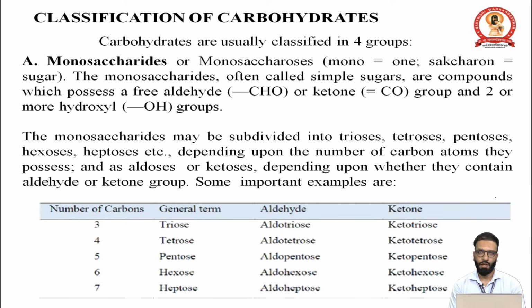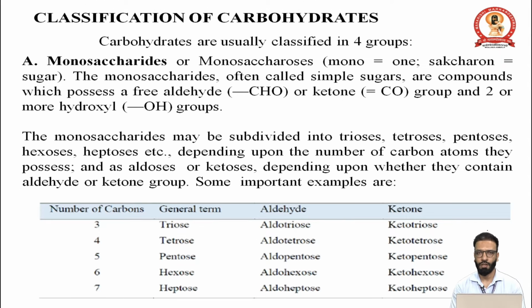And these monosaccharides, or we can simply call them simple sugars, can be subdivided based on the number of carbons. We can call them trioses, tri meaning 3. Similarly, tetroses, pentoses and hexoses, right? Depending upon the number of carbons, we can name them accordingly.